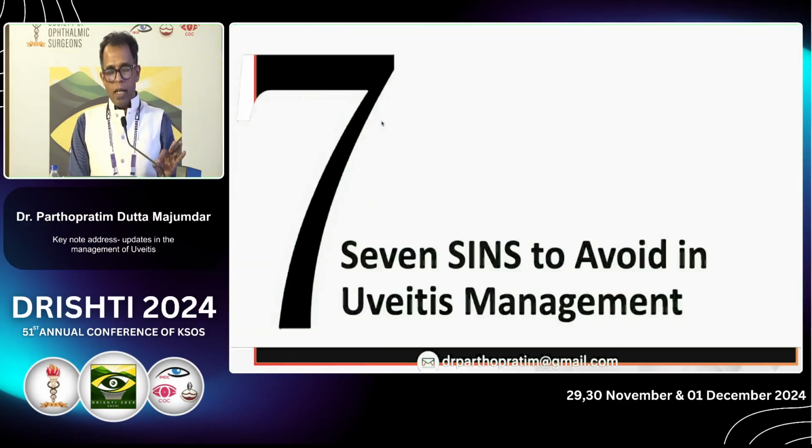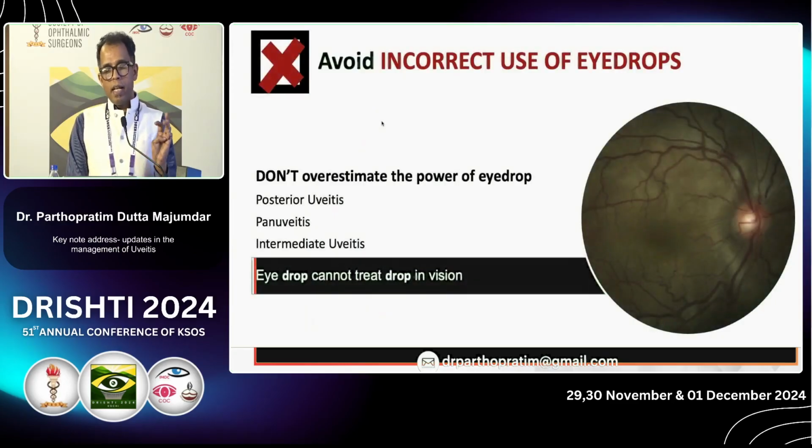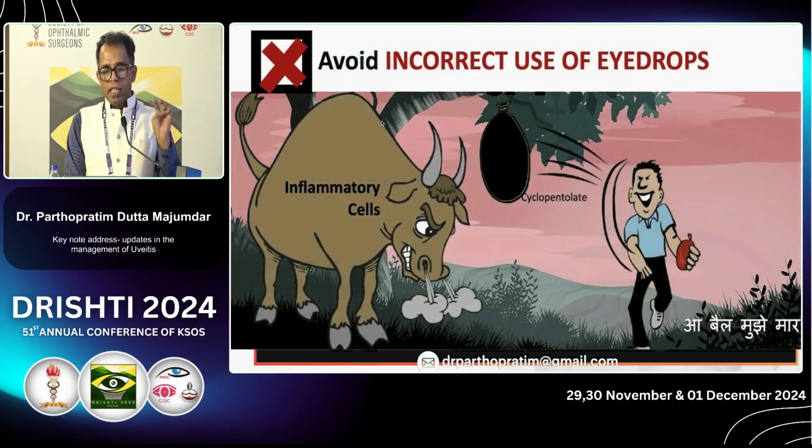I'll conclude with 7 sins to avoid in uveitis management, which will be helpful for all. First, avoid the incorrect use of eye drops. Many a time we treat posterior segment lesions with eye drops. For posterior uveitis, panuveitis and intermediate uveitis, you have to understand that eye drops cannot treat the drop in vision, so you have to always use systemic medication. Second, incorrect use of topical drops: don't use the cyclopentolate.